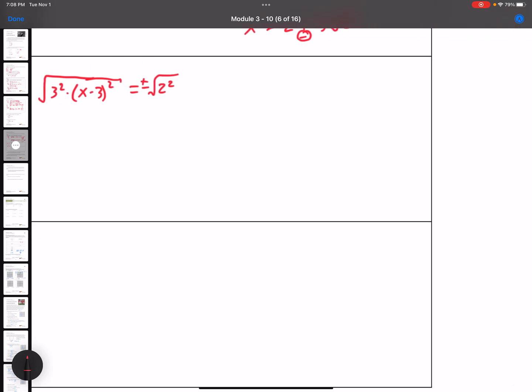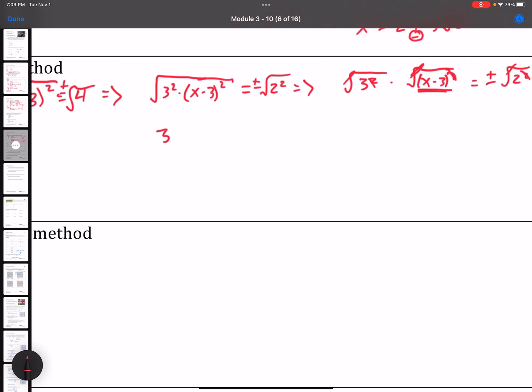Now when I separate those out, I've got the square root of 3 squared times the square root of x minus 3 quantity squared. Notice that this whole thing is being squared. That's the only way that I'll be able to cancel those off. If it was just x minus 3 and just the 3 was squared or something, I could not use a radical to cancel that squared. Okay. And then I've got plus or minus the square root of 2 squared. Well, those cancel off, these cancel off, and these cancel off. So I am left with 3 times x minus 3, the quantity, is equal to plus or minus 2.